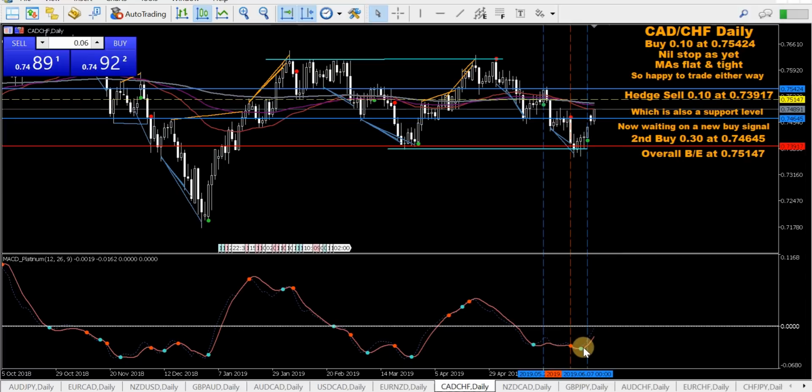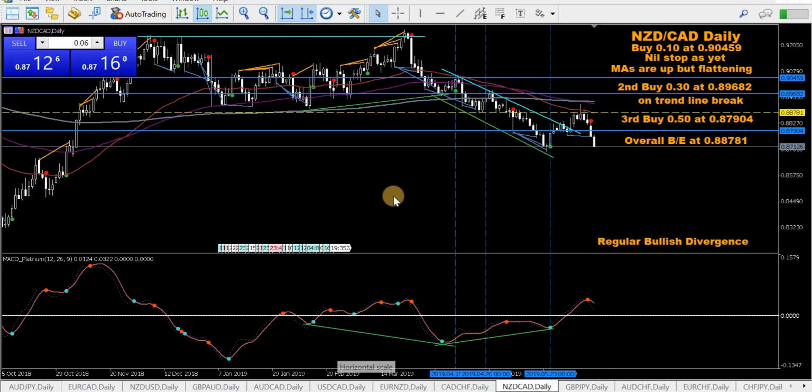So you can see the MACD Platinum still below the zero level. This thing's in a sideways, so look at that high there, highs, double top, and a double bottom. So that's the CAD Swiss, looking like we're recovering slowly. Now here's one of my problem trades. I blew this one.